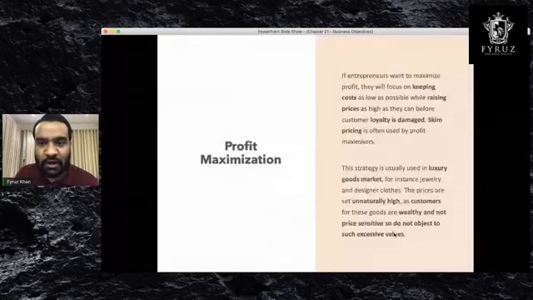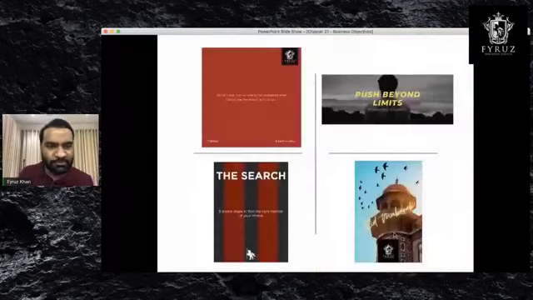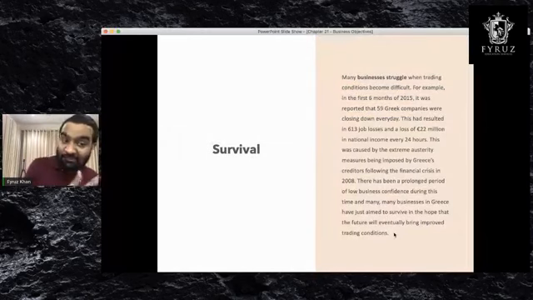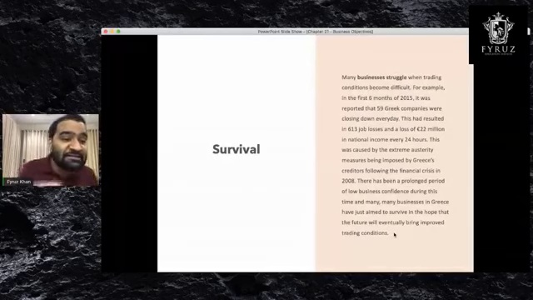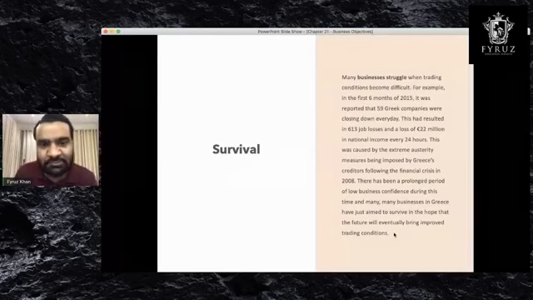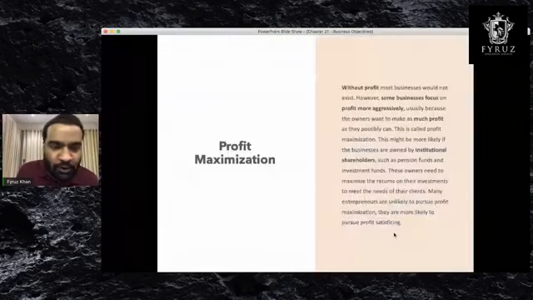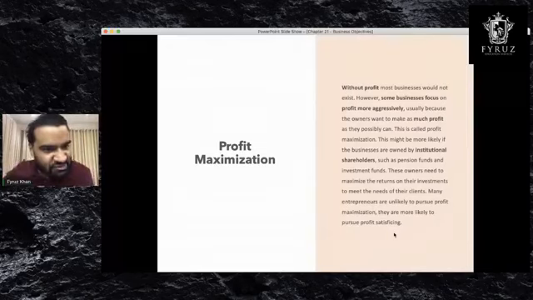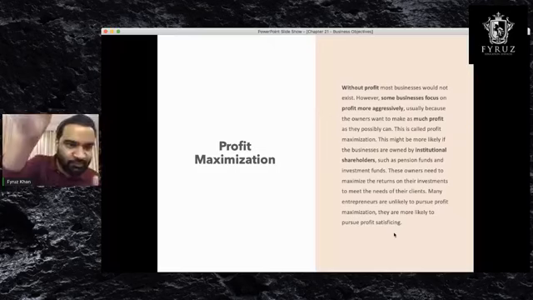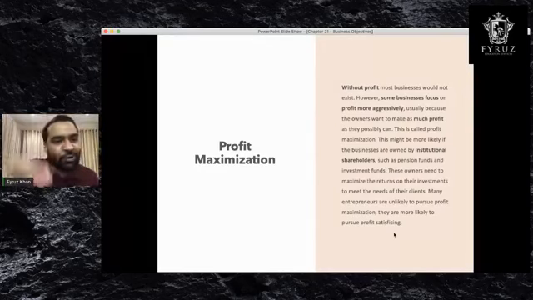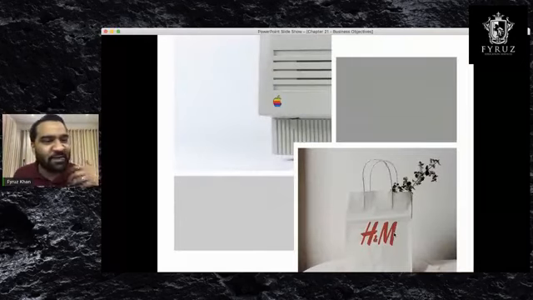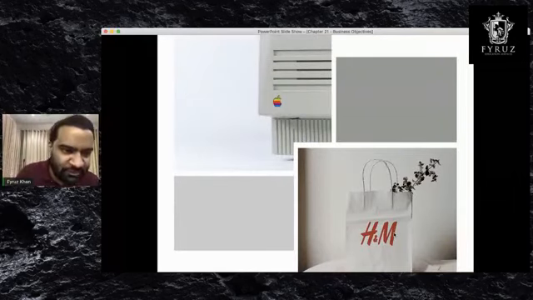So today, we have talked about two important objectives: survival. Survival happens in two conditions: when you're a new business or when there's an external uncertainty like COVID-19 or a recession. Then we have profit maximization. Profit maximization is keeping your cost as low as possible but charging a high price, and in that way you can increase your profit. It's done by Apple, by H&M, and by a lot of luxury brands.